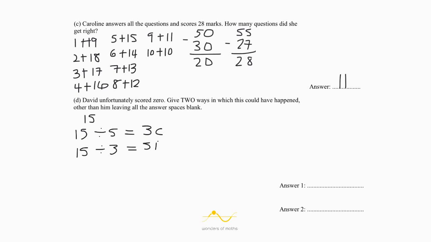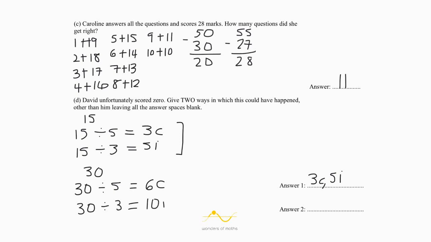This is our first answer. 3 correct, 5 incorrect. The next common multiple is 30. Let's use the same method that we used here. 30 points for all of the correct answers divided by 5 shows us that we need 6 correct answers. 30 points for all of the incorrect answers divided by 3 shows us that he had 10 incorrect answers. And that's our second answer. 6 correct, 10 incorrect.